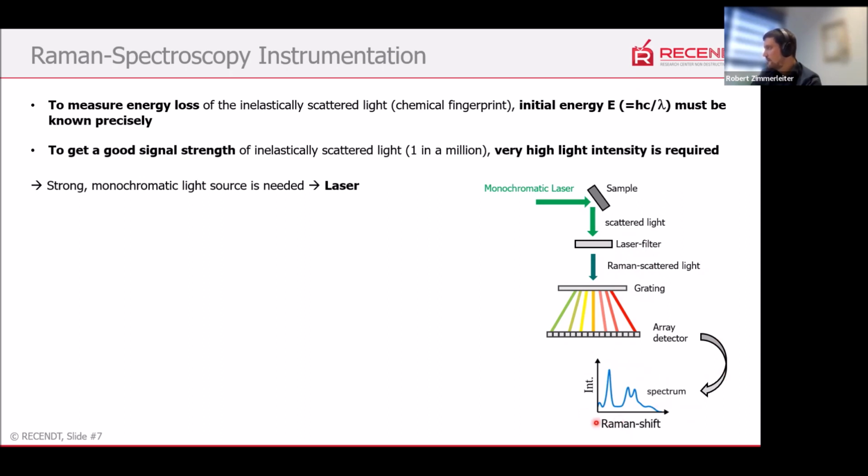The Raman spectrum is schematically shown here. We have the intensity on the y-axis, which tells you how many photons are there. And on the x-axis, we have the Raman shift, which is usually measured in wave numbers or 1/centimeters, which gives us the energy loss of the photons that hit the detector.